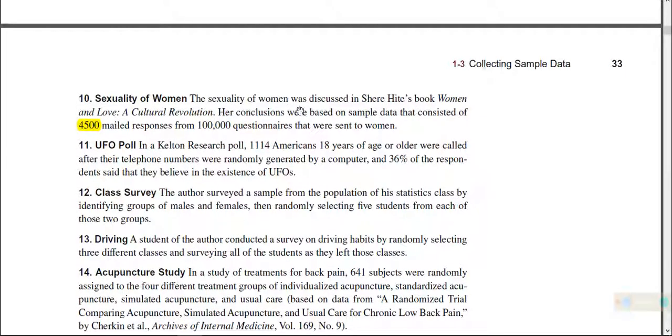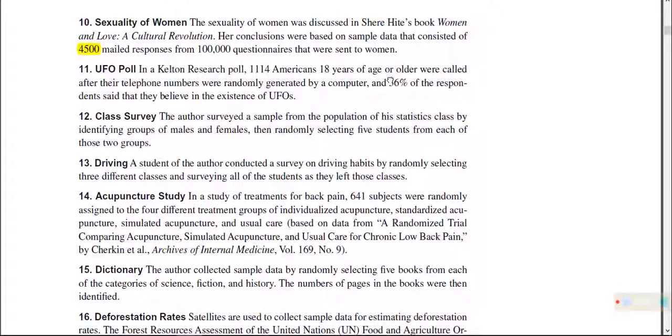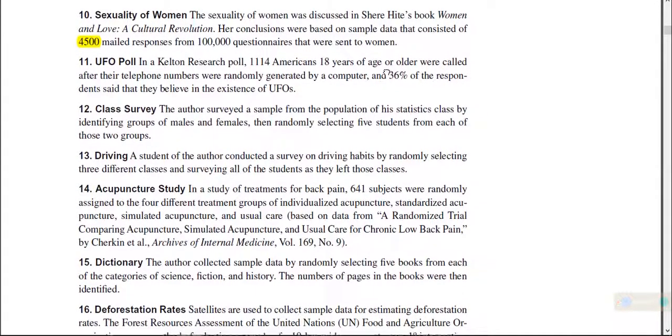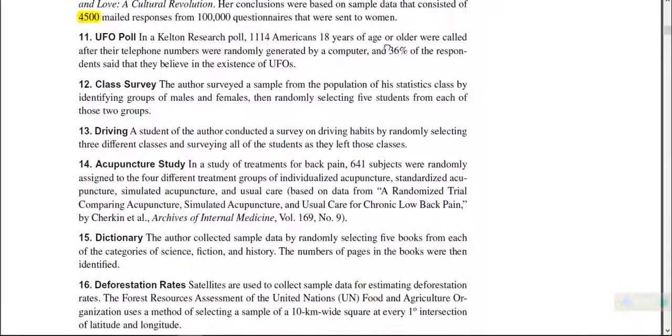Okay, the sexuality of women was discussed in Sheer Height's book, Women and Love, A Cultural Revolution. Her conclusions were based on sample data that consisted of 4,500 mailed responses from 100,000 questionnaires that were sent to women. So, this is voluntary response sample. So, convenience siya papatak. Ano ba? Maganda dito.